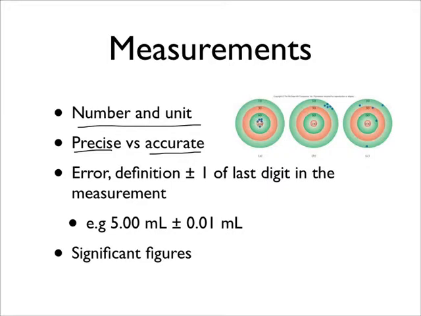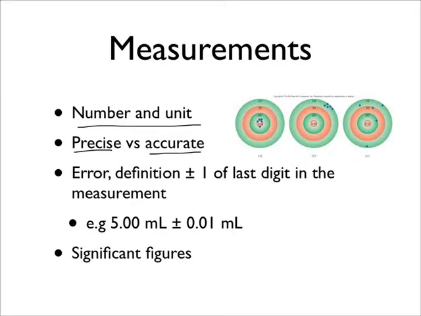Now, precision also refers to how good a measurement is in terms of where your last uncertain digit is. Okay? So the more digits that you can count in your measurement, the more precise your measurement is. And by a standard, we call the error or the uncertainty to be plus or minus 1 of whatever the last digit in the measurement is.